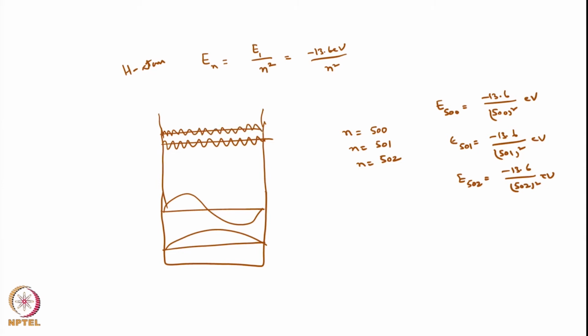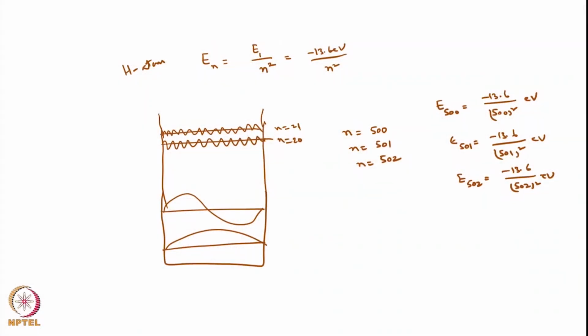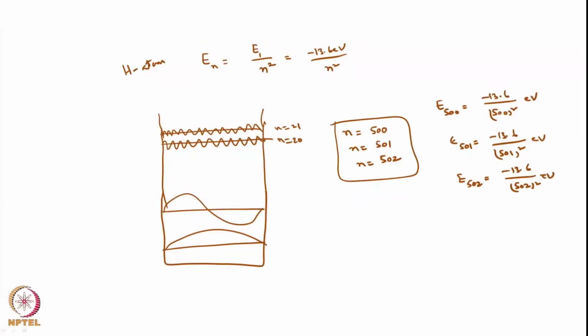Okay. So, what happens is that the wave function does not really change much between n equal to 20 and n equal to 21. When you go very high in energy, where the energy levels are densely packed, the wave function changes are also very small. Okay. So, let us redefine this: n equal to 499, n equal to 500, n equal to 501.